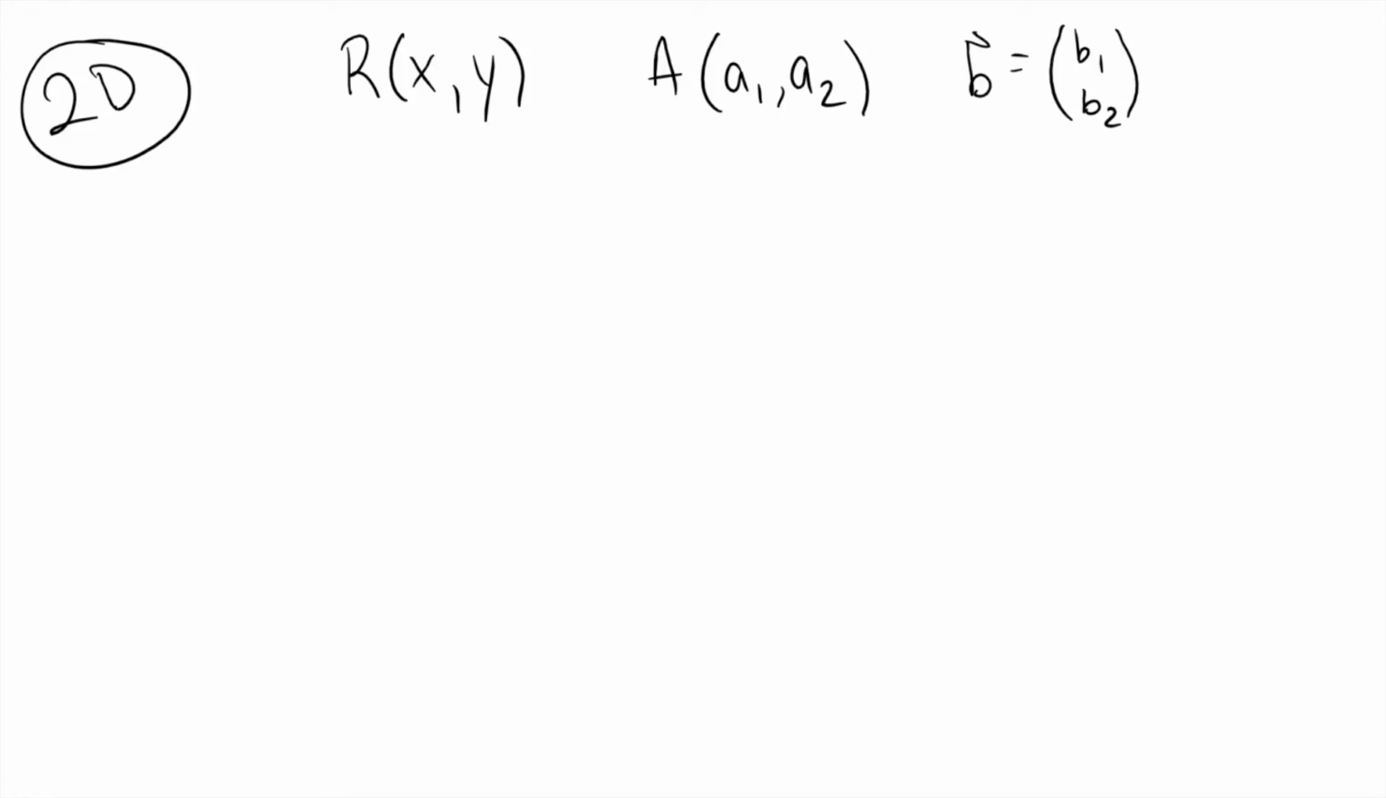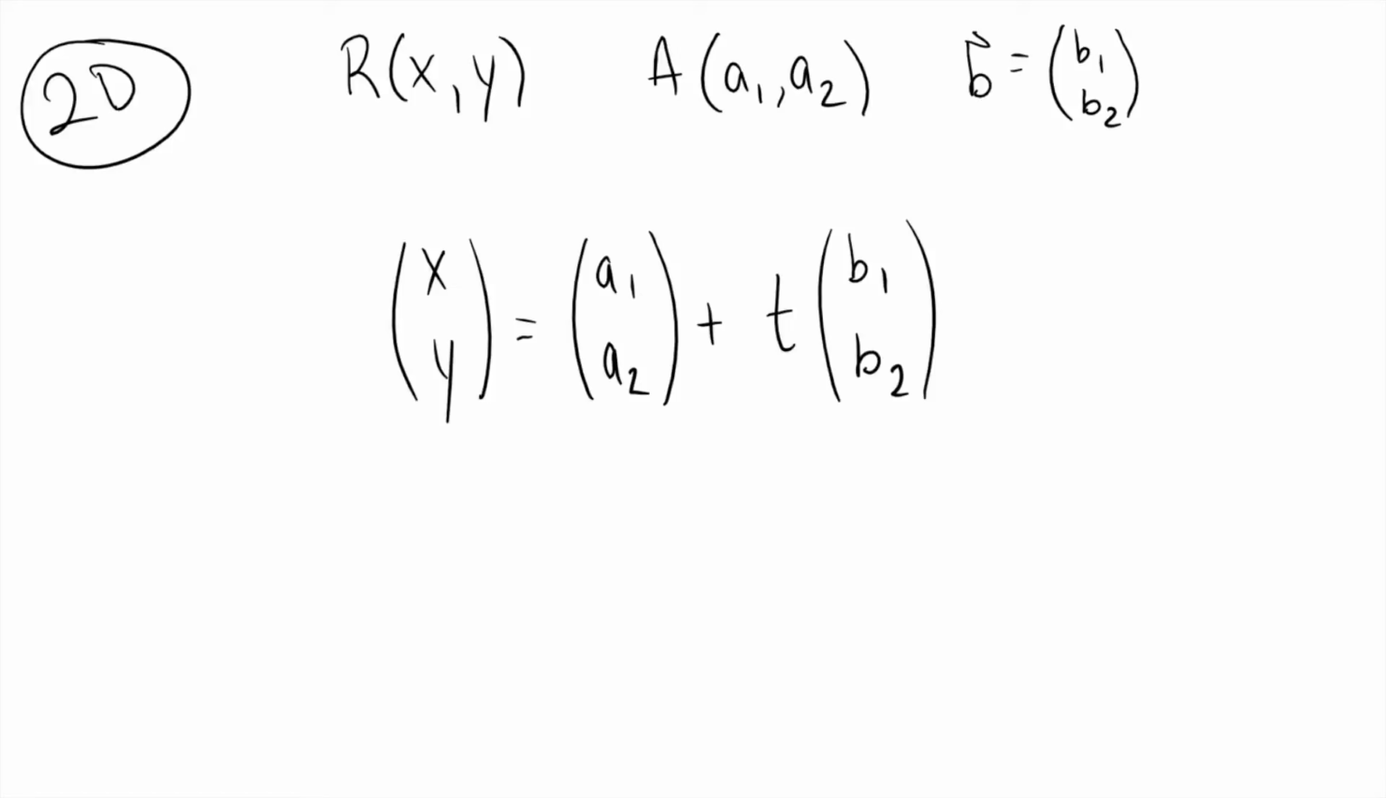In general, in 2 dimensions, if we want to find the coordinates of a general point R, which has coordinates x and y, we would need a point on the line with coordinates a1 and a2, and a vector that indicates the direction of the line with components b1 and b2. If we have that information, then a more direct way of writing the vector equation of the line is the vector xy, that's the position vector for my general point, is equal to a1, a2 plus t times b1, b2.